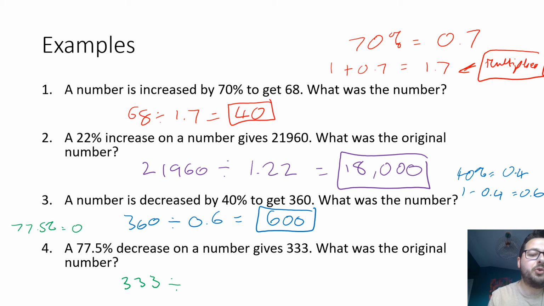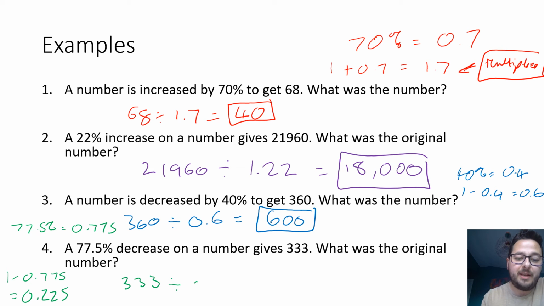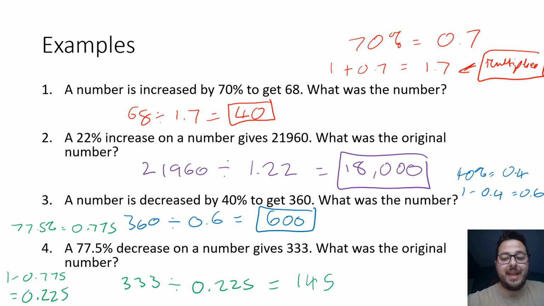77.5% is the same as 0.775, and 1 minus 0.775, let's just do it in the calculator. 1 minus 0.775 is 0.225. So that's our multiplier. So divide by 0.225 and we'll get an answer. 333 divided by 0.225 and we end up with 1,480.